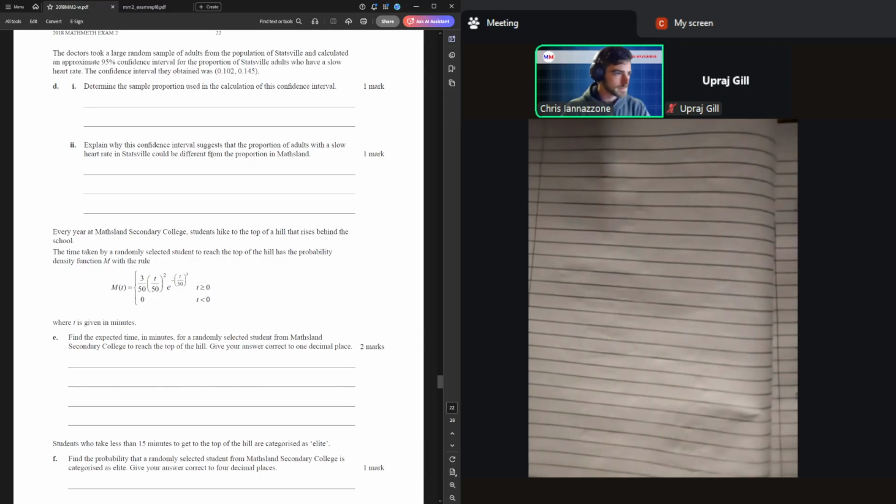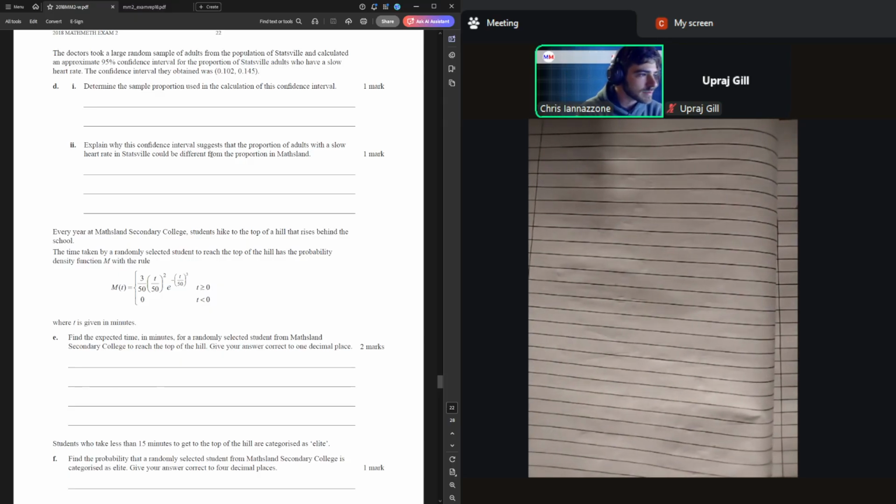Let's see how we go. Large random sample, approximate 95% confidence interval, and the result of that confidence interval is actually given to us. And we're required to figure out what sample proportion, so p hat, was used in that calculation.